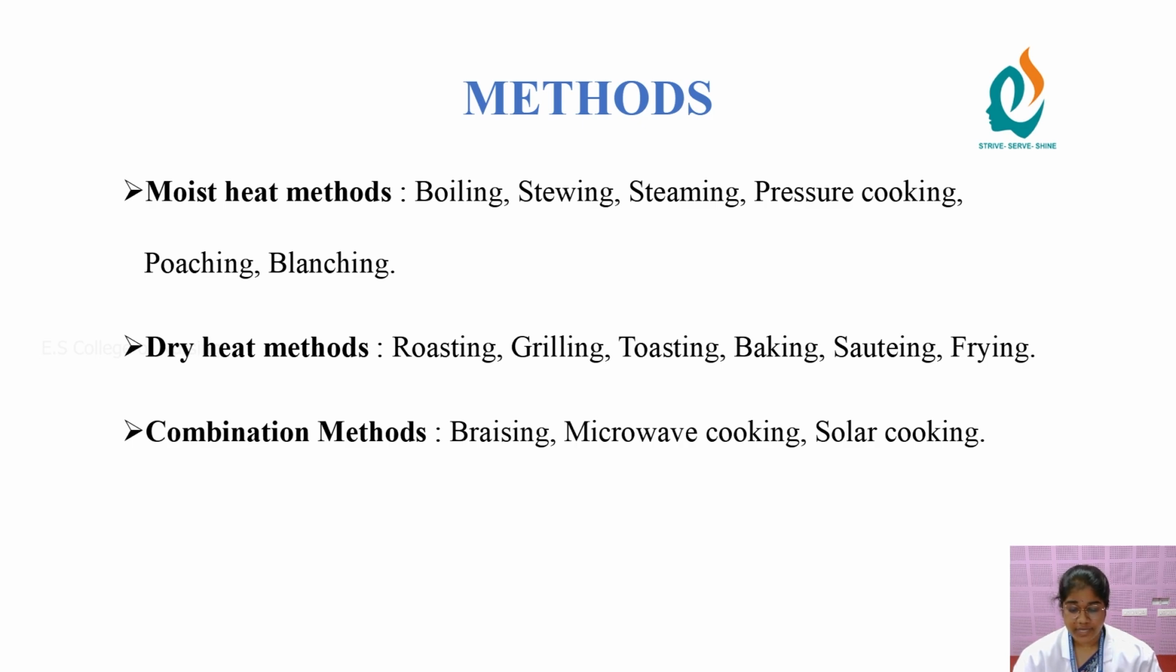Moist heat methods use water, broth, wine, or steam to transfer heat and tenderize the food. It is ideal for tougher cuts that benefit from slow and gentle cooking. Moist heat methods help retain moisture and often preserve more nutrients, especially when steaming or poaching.